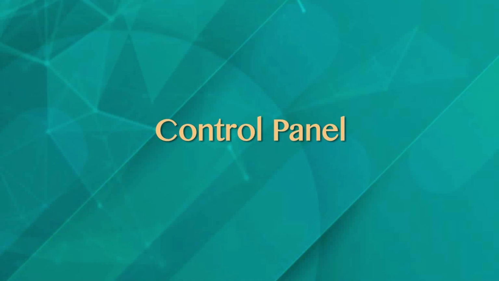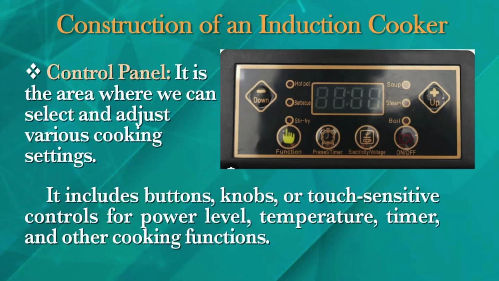The next component is the control panel. The control panel is the area where we can select and adjust the various cooking settings. It includes buttons, knobs, or touch-sensitive controls for power level, temperature, timer, and other cooking functions.